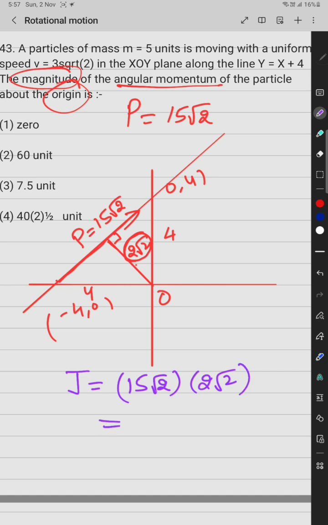So it is 15 into 30 into 2, that is 60. 60 unit, 60 joule. So 60 unit is the angular momentum about the origin. So the correct option is the second one.